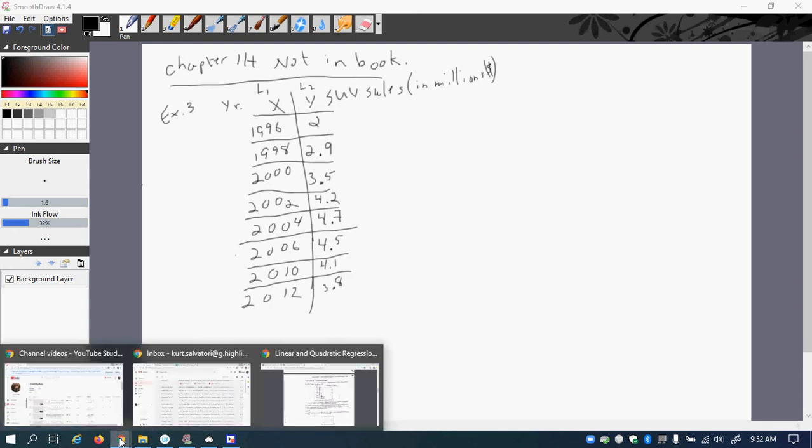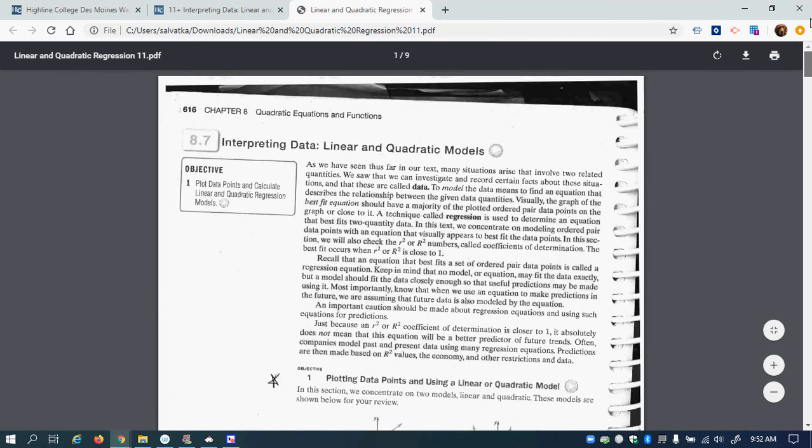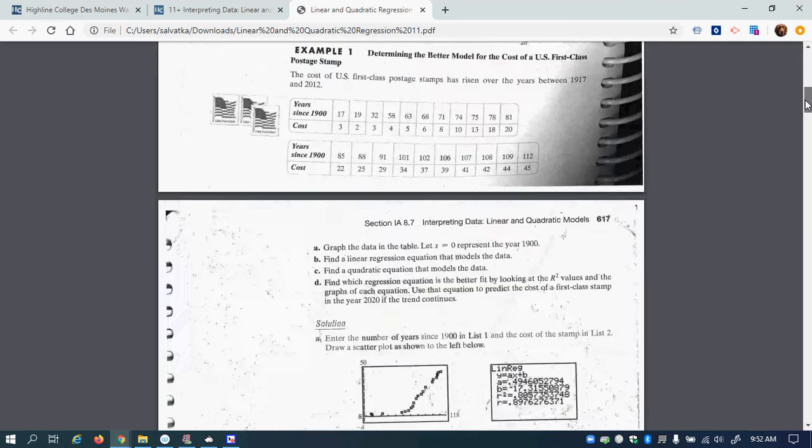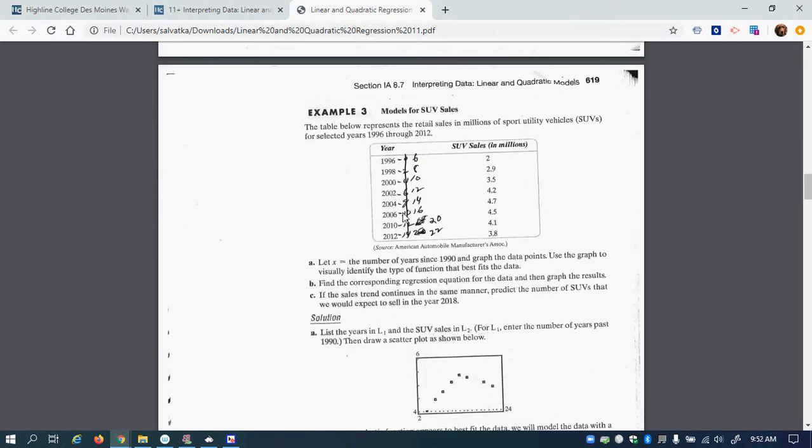So if I go to the book, here's the handout that I gave you. It actually starts at interpret data, linear and quadratic, but we're going to jump to example 3 here because I think this is a good example. It says the table below represents the retail sales in millions of sports utility vehicles for the selected years of 1996 to 2012.